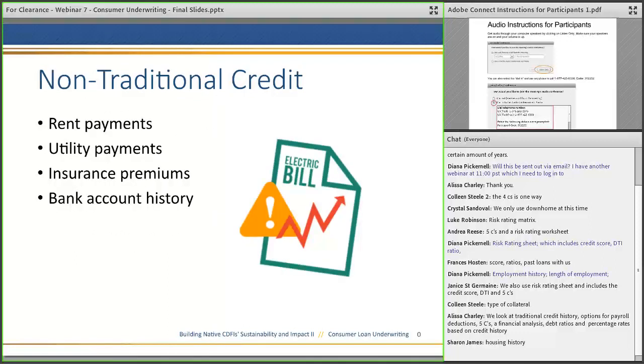Non-traditional credit, like rent payments, may or may not be on their credit report. If a housing organization is collecting rent, there are also utility payments, insurance premiums, and bank account history. You may have a client come in who doesn't have much of a credit score simply because they've never acquired credit before. So you can look at non-traditional credit as a way of evaluating their creditworthiness, and give them their own credit score based on how they're paying for some of their other living obligations.